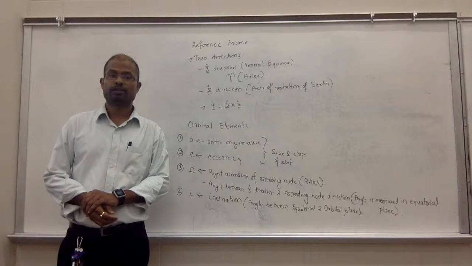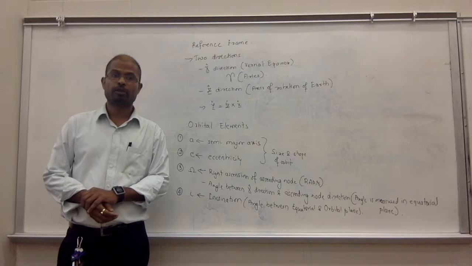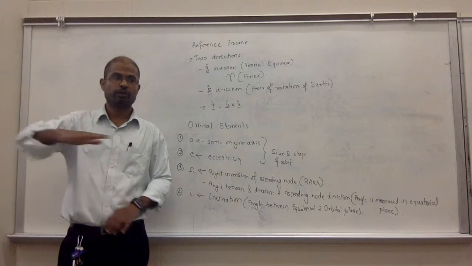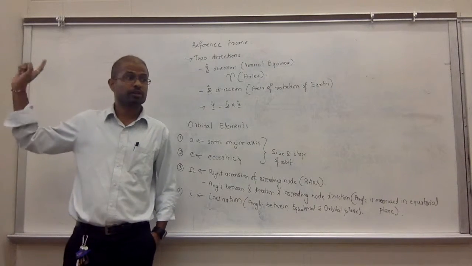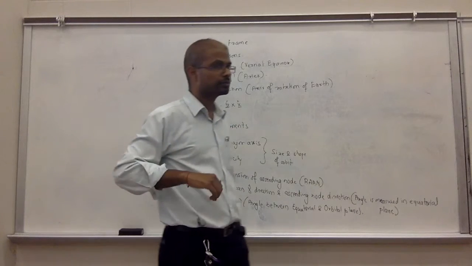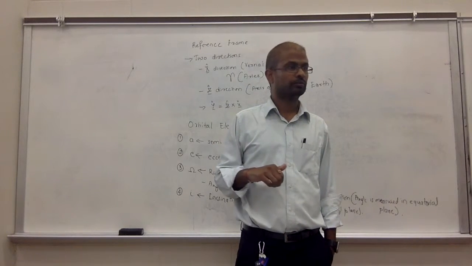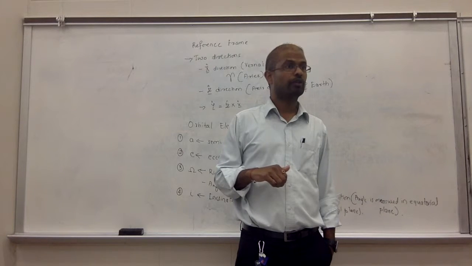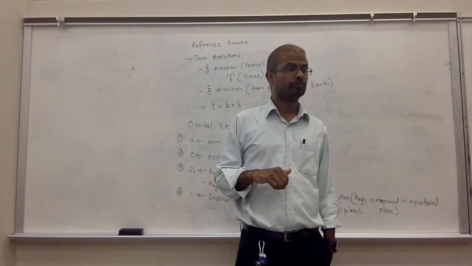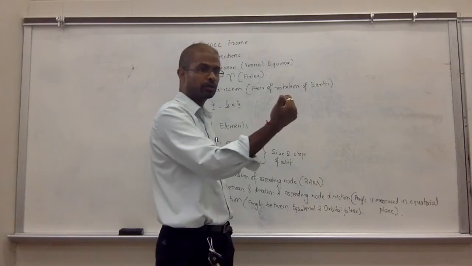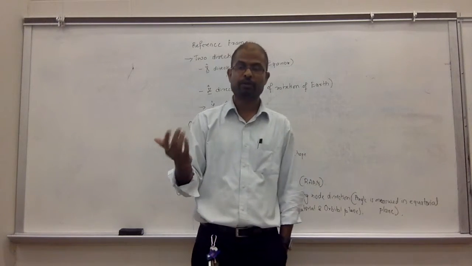So H is perpendicular to the orbital plane, and Z is perpendicular to the equatorial plane. Do you know what H is here? It's the angular momentum vector. We often say that, the angular momentum vector coming out. What does it define?